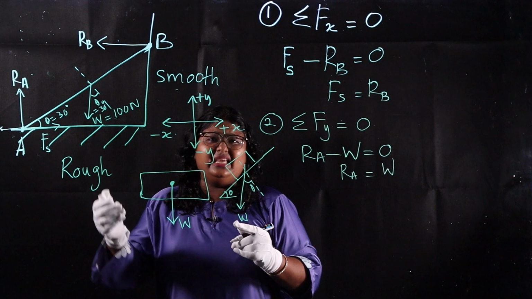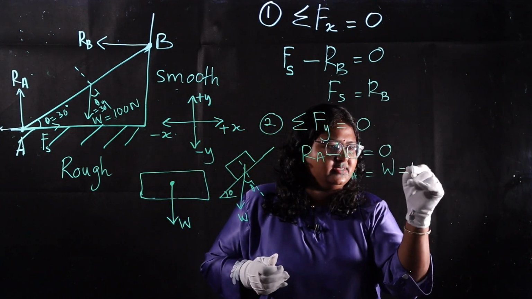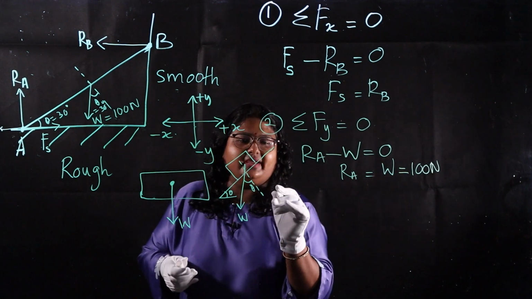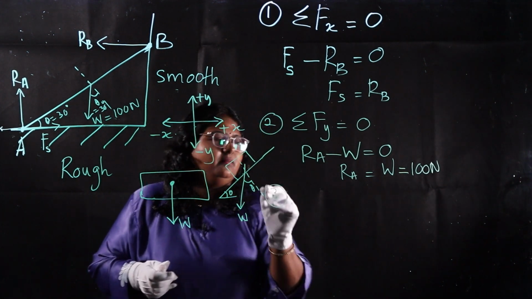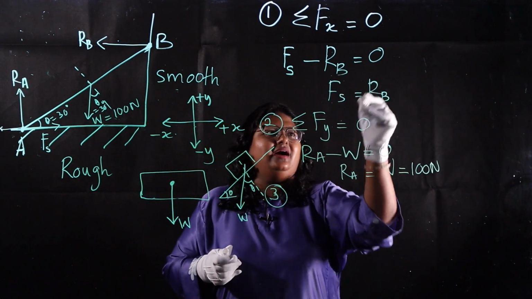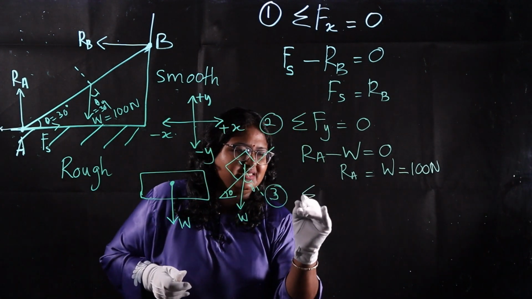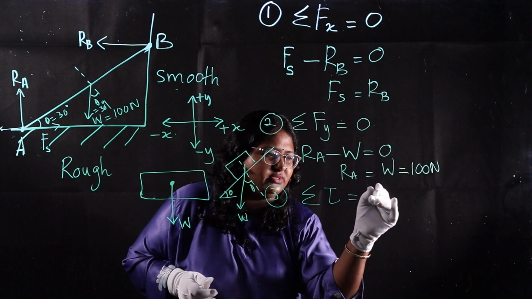So W is already given the value, so we can solve this. 100 Newton, yes, correct. Okay, third one. But still we cannot solve the Fs and Rb. So we go for the third condition, which is sum of the torque equals to 0.